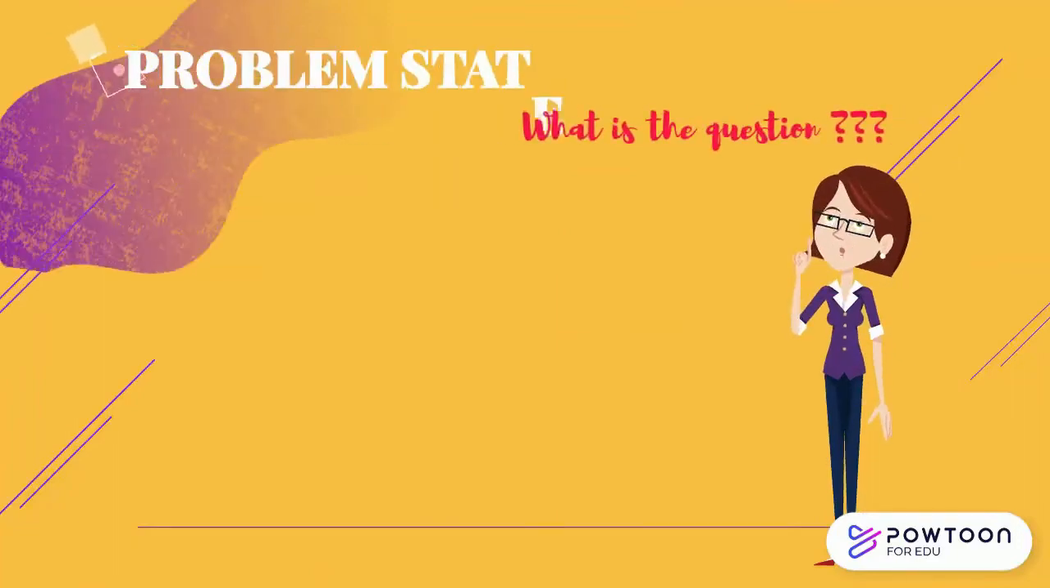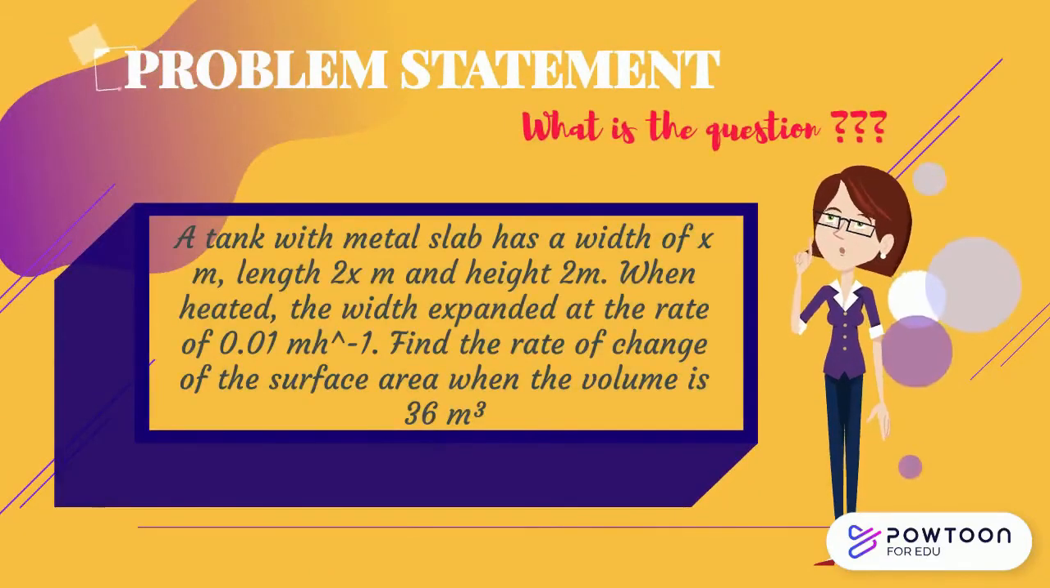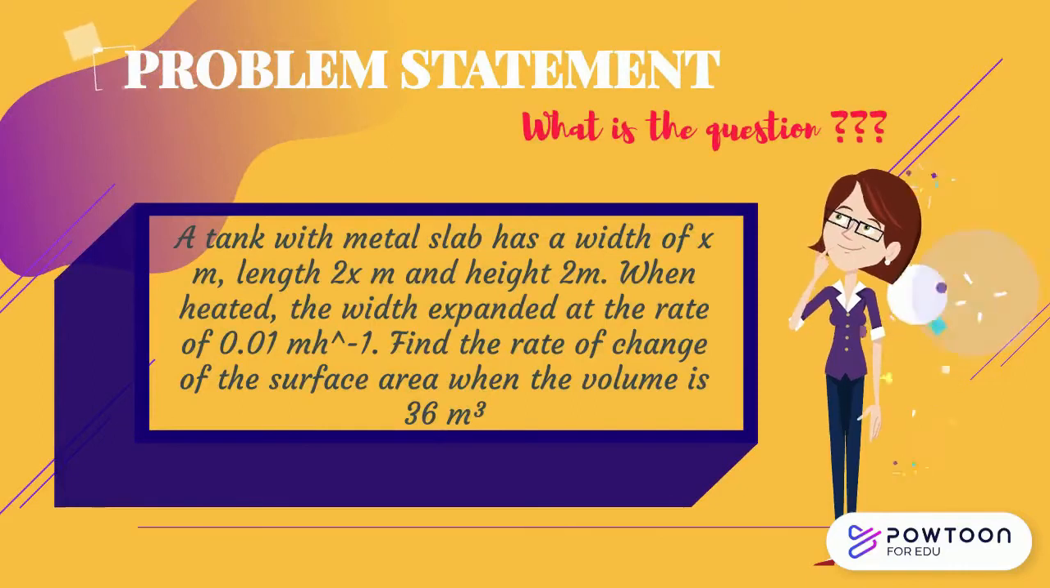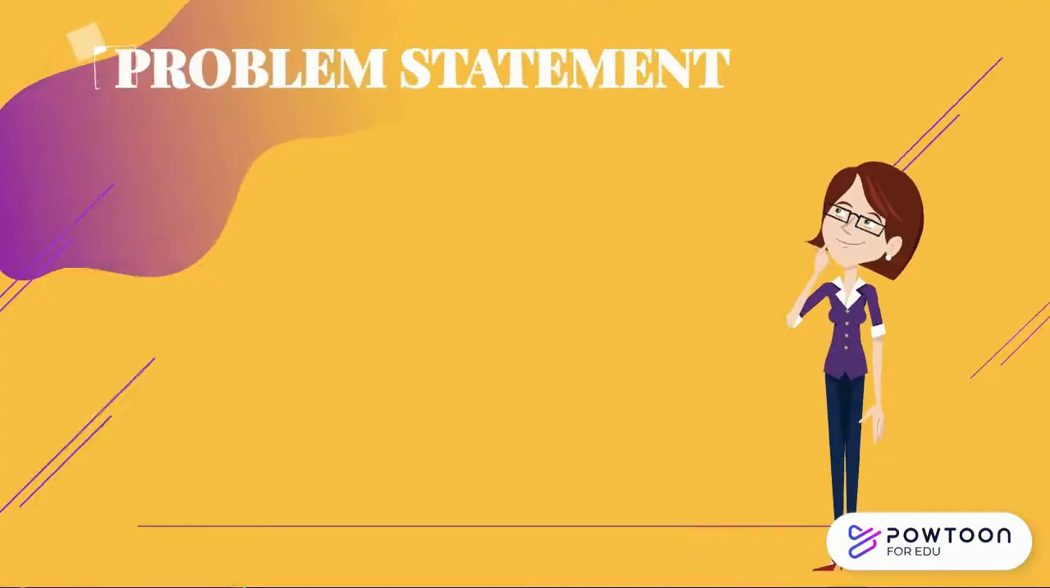We will move to the next part, which is the question part. I will show you how to solve the question with related rates. The question is: a tank with a metal slab has a width of x meter, length of 2x meter, and height of 2 meter. When the tank is heated, the width expands at the rate of 0.01 meter per hour. Find the rate of change of the surface area when the volume is 36 meter cube.